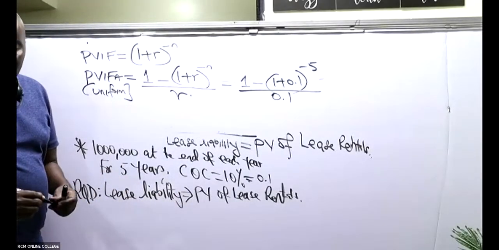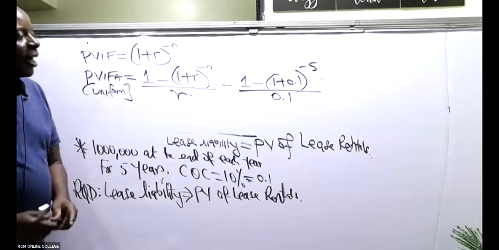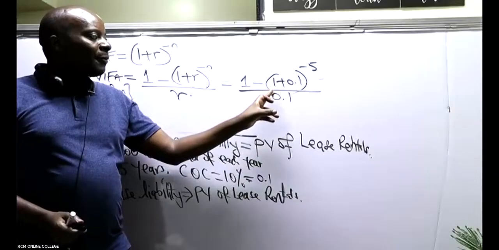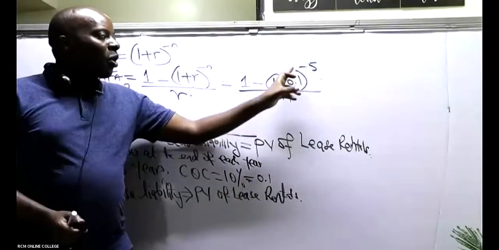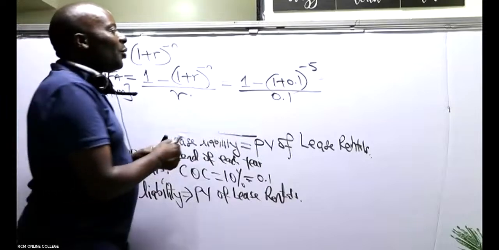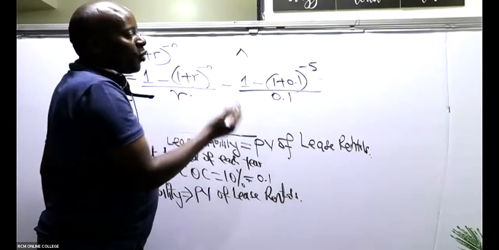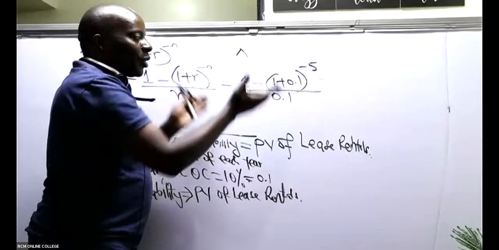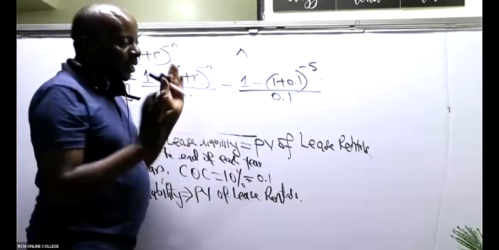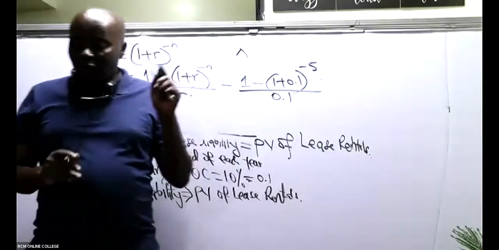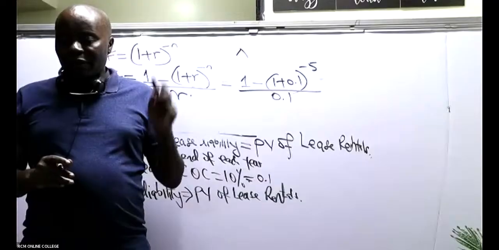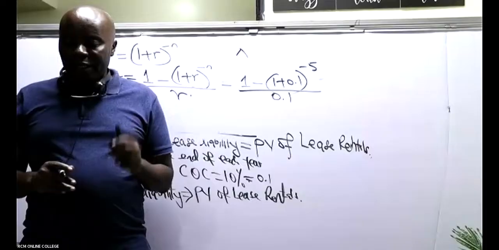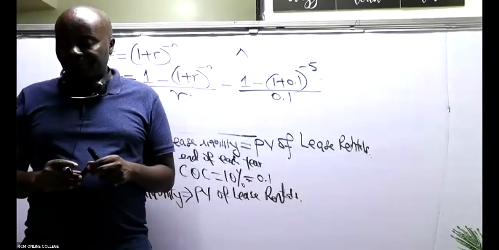Is there somebody, ladies and gentlemen, who is able to pick their calculator and do the following? Say 1 minus, open brackets, 1 plus 0.1, close. And then you say raised, you'll be able to see x raised to the power there. So you say raised to -5, and then you say equals first. Before anything, you must say equals. And then at the end, you say divided by 0.1. So we have Mombi, who is able to give me 3.7908.